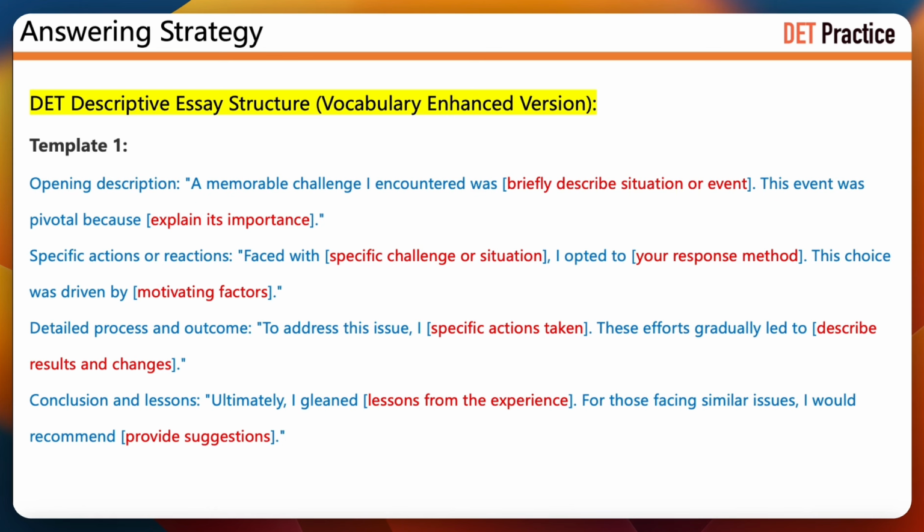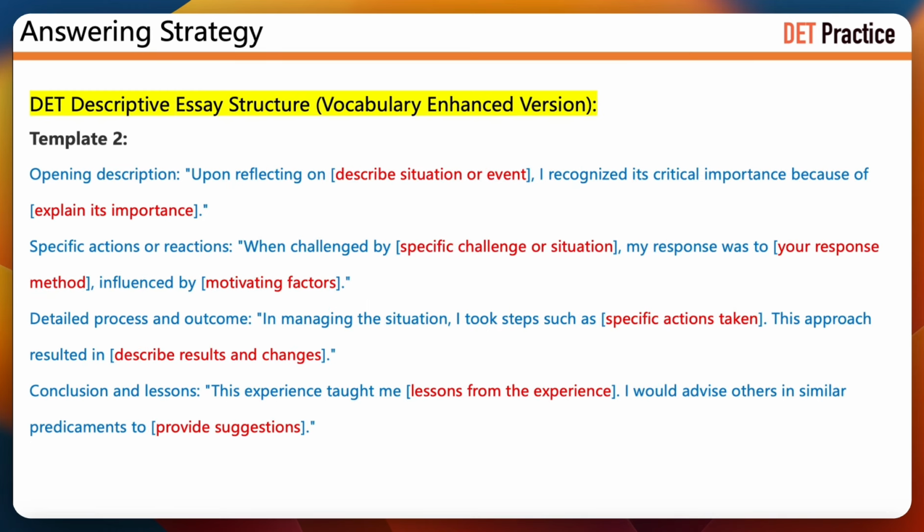This vocabulary-enhanced version encourages test takers to use more sophisticated language throughout their essay. It maintains the same clear structure as the original template, but pushes candidates to demonstrate a higher level of English proficiency. This can potentially lead to higher scores in language use and vocabulary range, while still ensuring that the essay remains well-organized and addresses all key points of the question. Let's move on to the second upgraded vocabulary template.